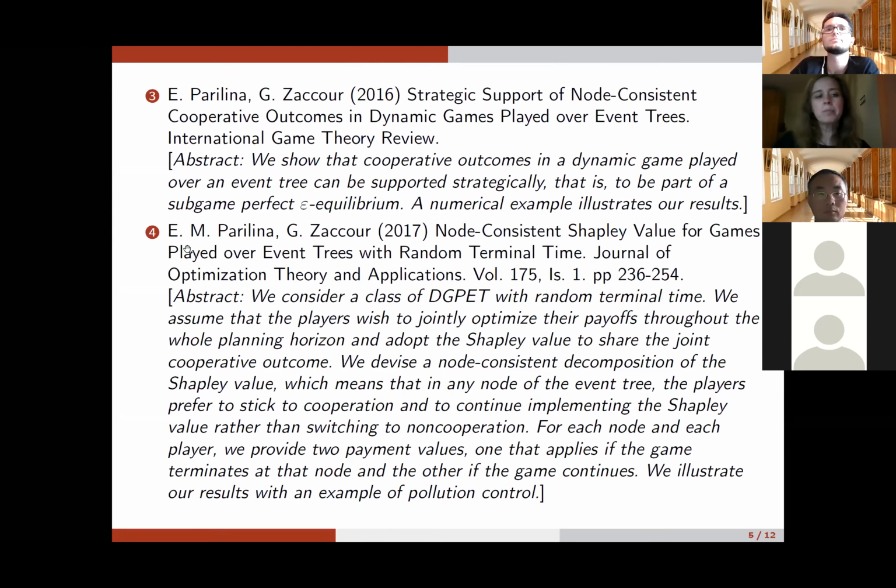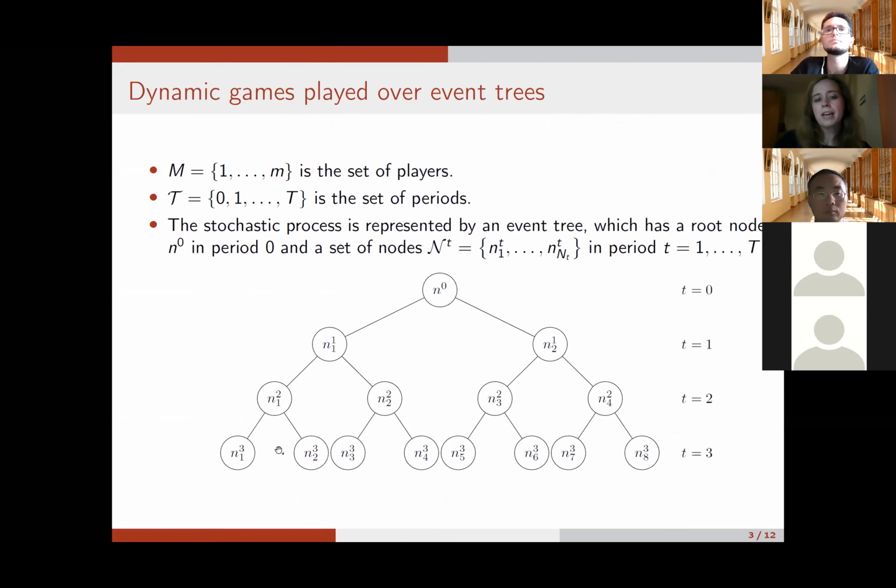And in the next publication, with George Zakur, we consider the Shapley value, but we add the randomness: at each node, we have the positive probability that the game will stop at this node. And in this case, we needed to combine two possibilities of computation of this procedure at each node, in case the game ends or does not end at this node. So there is some modification of the previously given imputation distribution scheme for this type of games.